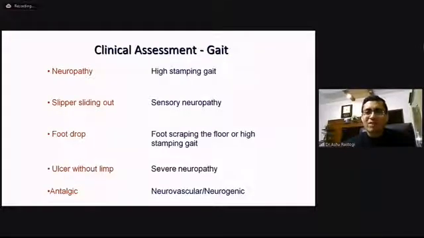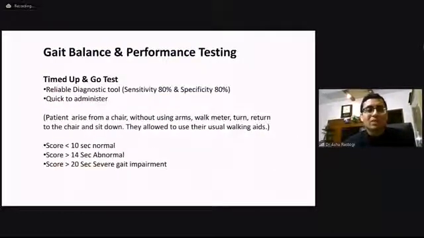Suppose a patient has a very high stamping gait; it suggests a sensory neuropathy, because he has lost his sensation and therefore is stamping his foot on the ground. Now, while walking to your table, if he loses his slippers, that suggests a sensory neuropathy and also components of motor neuropathy. If he has a foot drop, then he will just scrape his foot over the floor. And if he is walking comfortably but you still see that he has an ulcer, that means he has completely lost the sensations over the foot, and that is suggestive of severe neuropathy. And the antalgic gait is suggestive of a neurovascular kind of phenomenon.